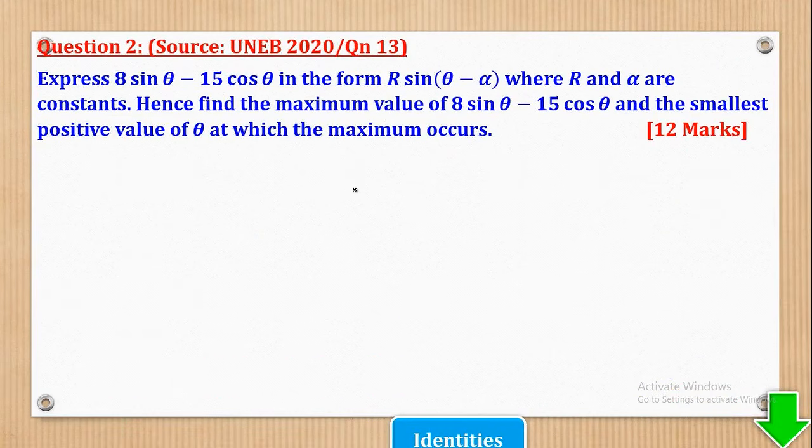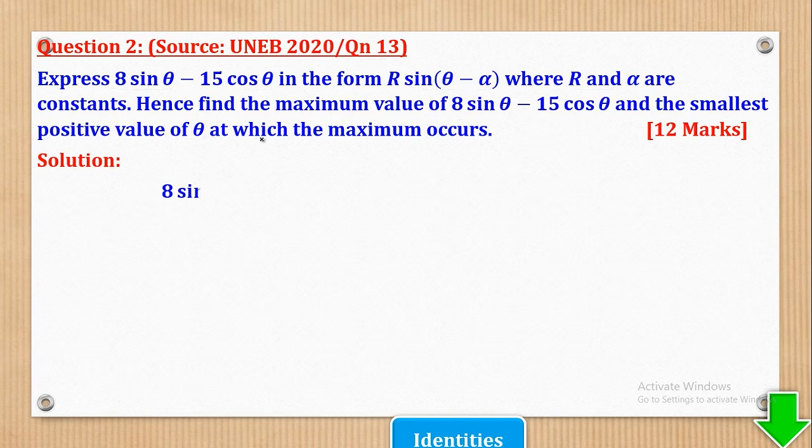So now we shall go to question 2, which came from UNEB 2020, paper 1, question 13, and says express 8 sine theta minus 15 cos theta in the form r sine theta minus alpha, where r and alpha are constants. Hence find the maximum value of this and the smallest positive value of theta at which the maximum value occurs.